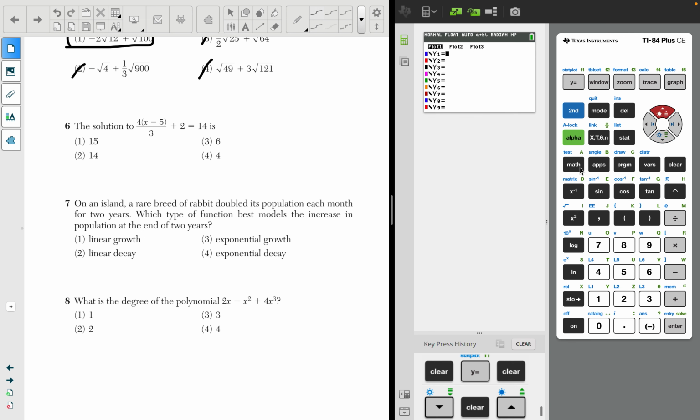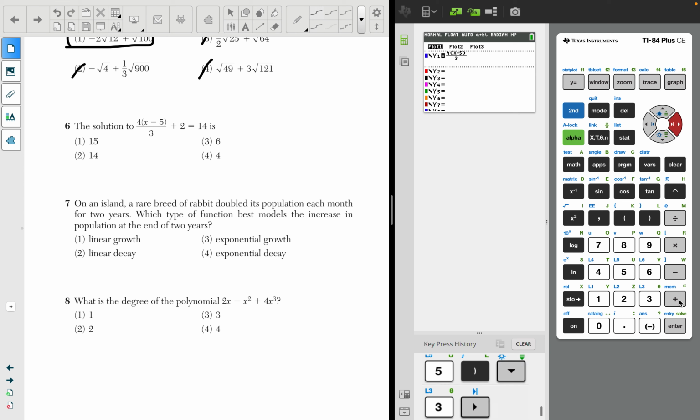There are two ways of using the calculator. One is plugging in the number 15 into your x, each of the answer choices into your x. The other one, which is this one, is much easier. You can input the fraction on the left-hand side into the calculator, and then I'm going to put the right side right here.